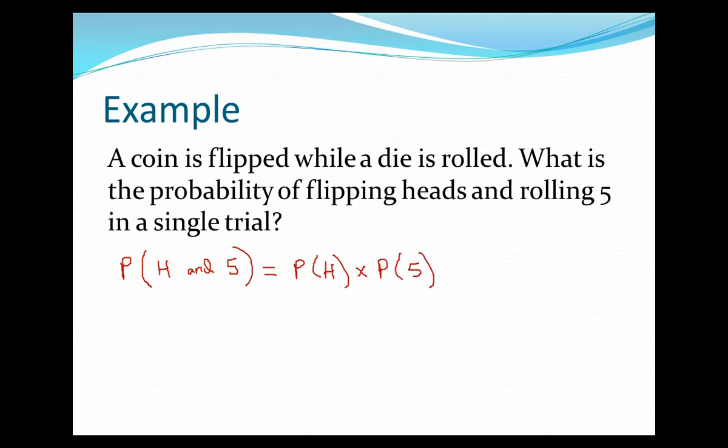Each of those things we already know. We looked at simple probabilities several days ago. Probability of flipping heads is a half. Probability of rolling a 5 is 1 out of 6. And that gives you a 1 out of 12 chance of getting a heads and a 5. So it's a really easy principle to use.